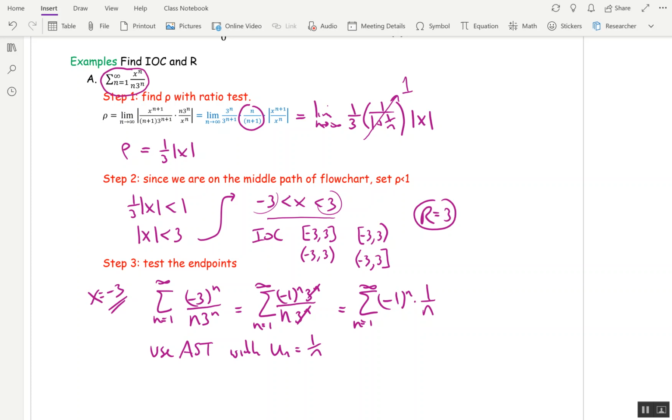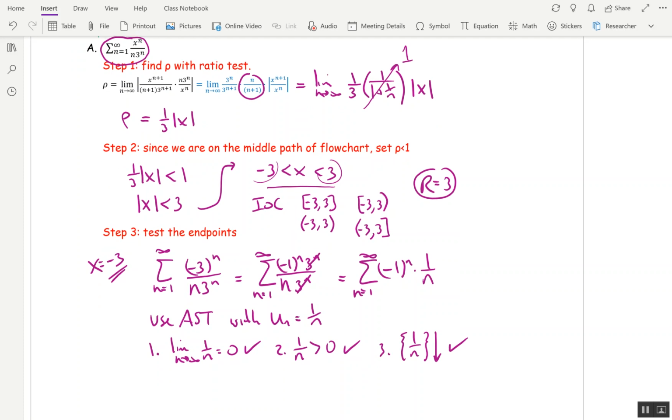I hope you have your convergence tests at your side so you can take a quick glance at what they are. For the alternating series test, 3 things have to be true. 1, the limit as n goes to infinity of u_n has to be 0. Check, nothing to show there. 2, the u_n's have to all be positive. Check. And 3, the sequence of u_n's has to be decreasing. Check, nothing to show. So that means this series converges at x equal -3.